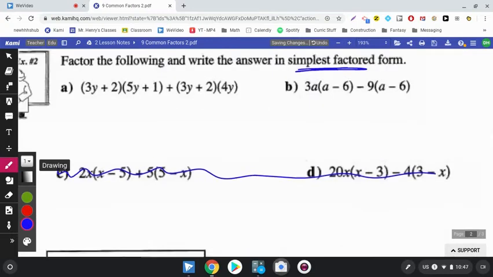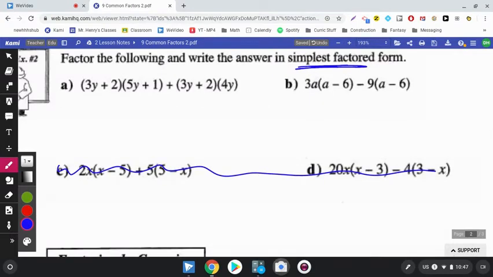Okay, and here we are looking at example 2. We're only going to do A and B. We're going to skip C and D. So I'll look at the first one, 3y plus 2 and 5y plus 1, 3y plus 2 and 4y. Well, hey, both of those terms have that 3y plus 2. That's my GCF. Both contain that same binomial, that same bracket. So I can factor that out, 3y plus 2. And then on the inside, well, I don't have the 3y plus 2. I factored that out. From the first term, I have 5y plus 1. And plus, from the other one, okay, I'd have a 4y.